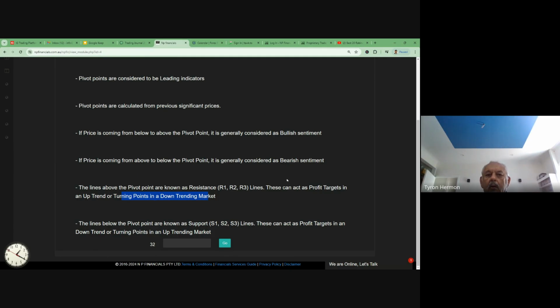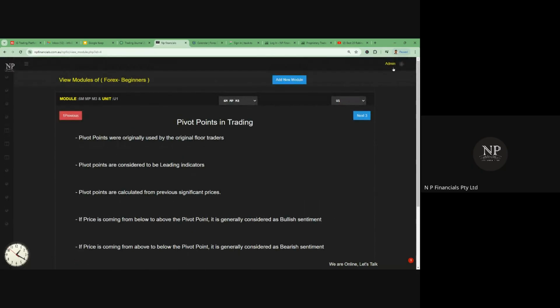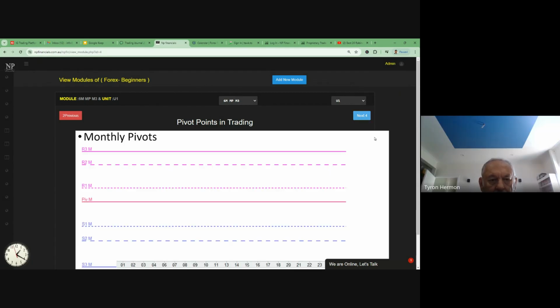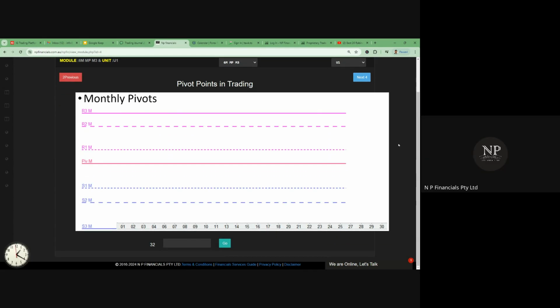So let's go to the next one. Any question? No, that's fine. So these are the pivot points we'll be using. Monthly pivot point in pink, resistance 1 monthly R1M, resistance 2 monthly R2M, resistance 3 monthly R3M, resistance 4 monthly R4M. And similarly, S1M, S2M, S3M, they are support 1, support 2, support 3 monthly.